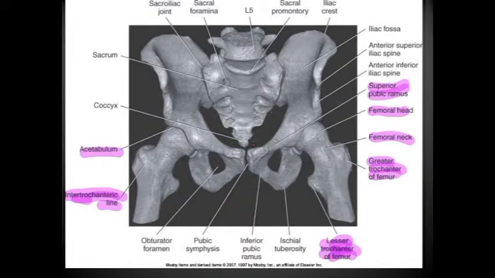So as you can see, we have the acetabulum bilaterally, we have the femoral head, we have femoral neck, greater trochanter, lesser trochanter, and then we have the body of the femur. Additionally, we have the superior rami, inferior rami, symphysis pubis.